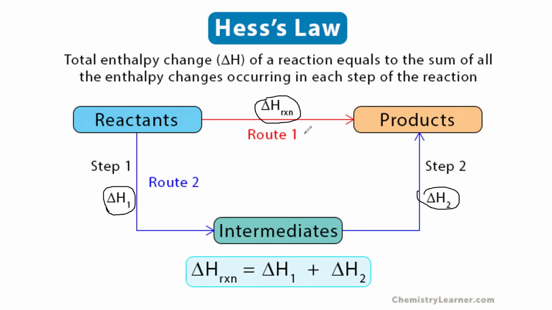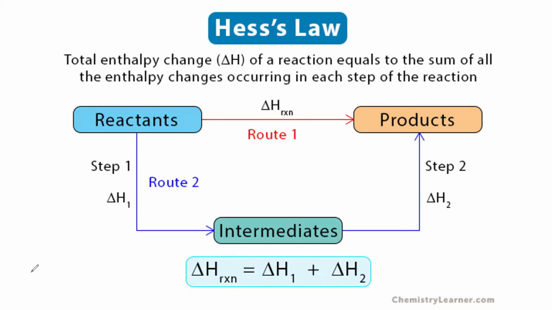There is even another way that you can state Hess's law, which says that the enthalpy change of the reaction is independent of the steps of the reaction. Whether the reaction undergoes multiple steps or not, the enthalpy change of the reaction remains constant. It remains the same. So as I said, the enthalpy change of the reaction is always summative. It is the sum of the enthalpy changes of the individual steps of the reaction.